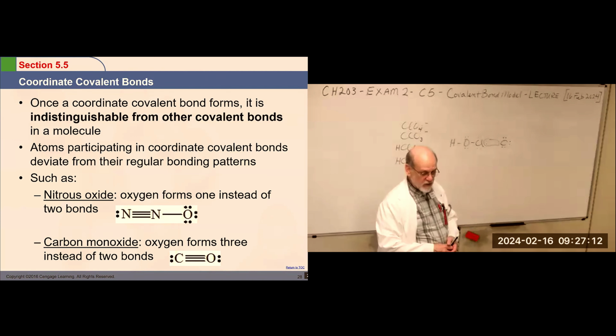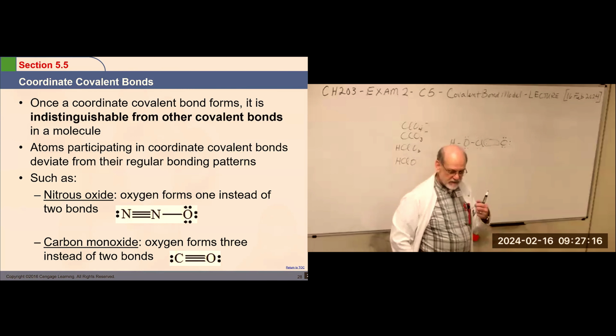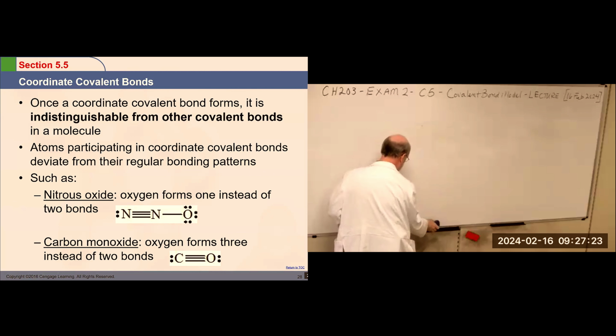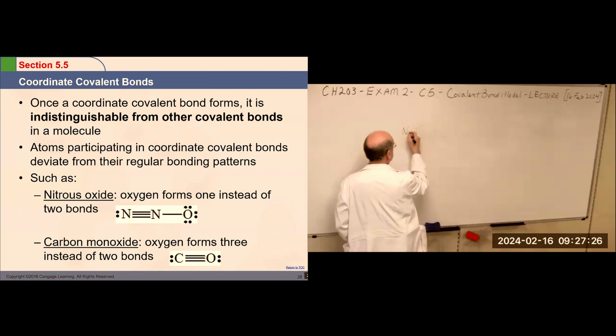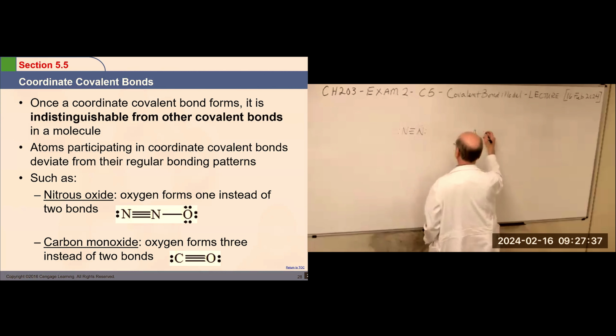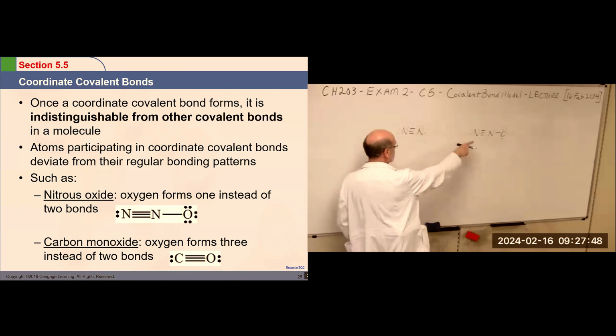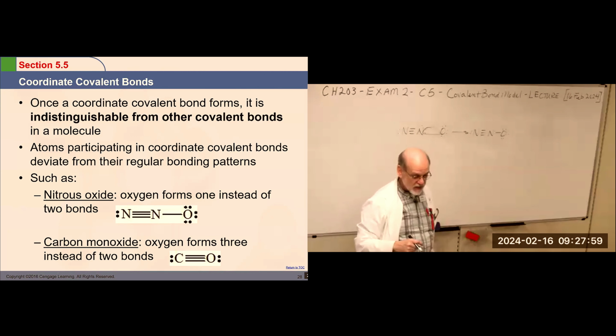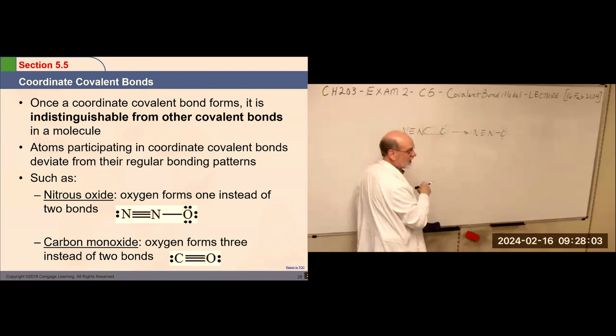Here's another possibility for a coordinate covalent bond. When you look at nitrous oxide, that laughing gas, if we draw the nitrogen molecule like we did before, and then we draw the Lewis dot structure for nitrous oxide, we see that we've added an oxygen by taking those two electrons and producing that molecule. So nitrous oxide is formed from a coordinate covalent bond between nitrogen and oxygen.